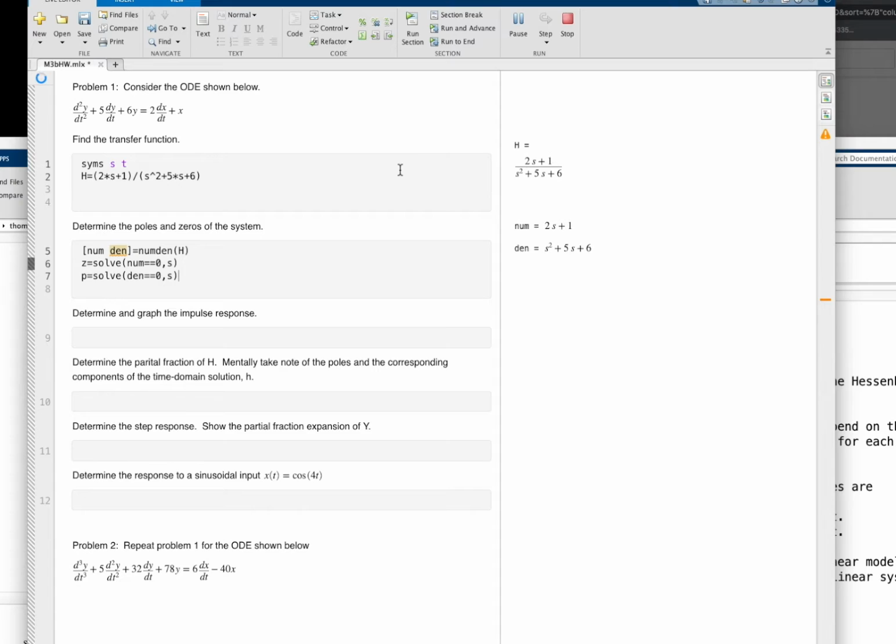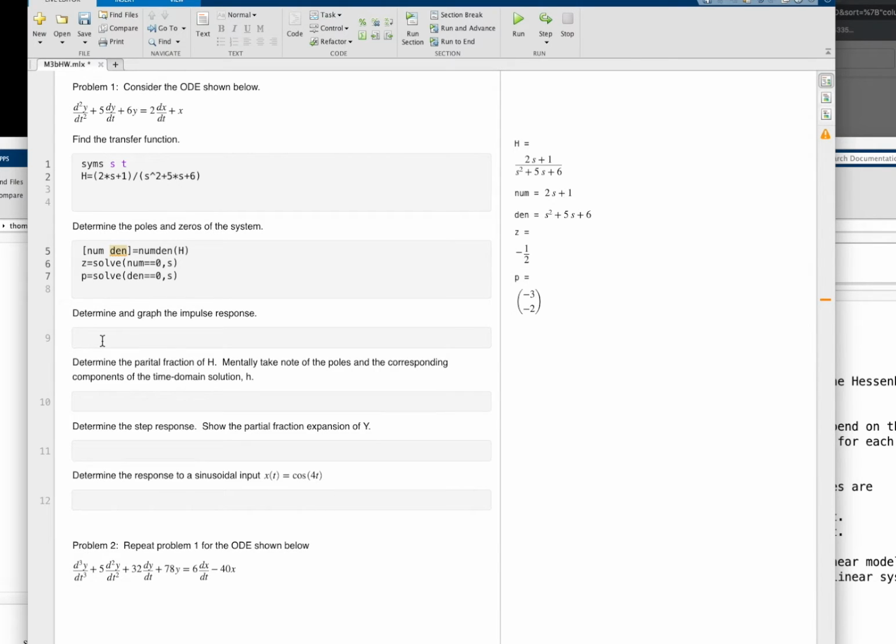Okay, so I can run that, and I get the zero location at -1/2, and the pole locations at -2 and -3. So we're trying to learn how to interpret these things that we're seeing with the Laplace transform. Okay, so we now know the zeros and the poles.